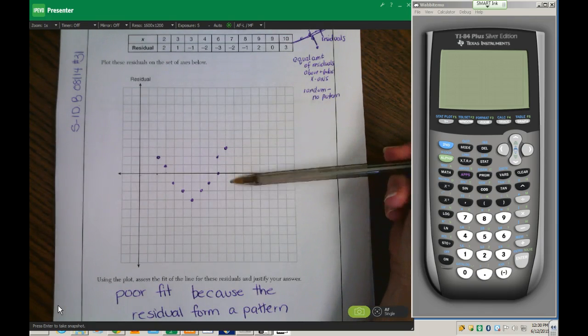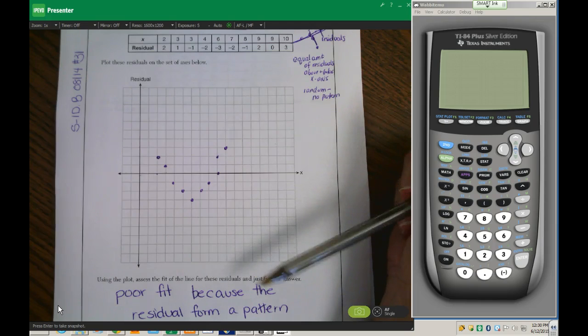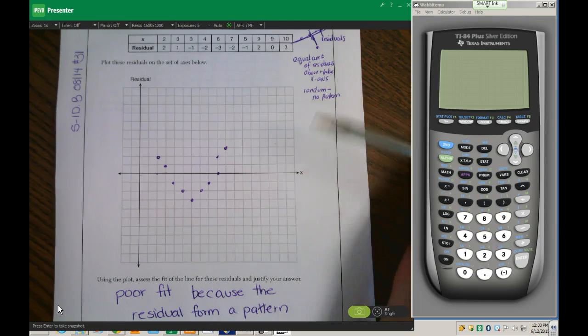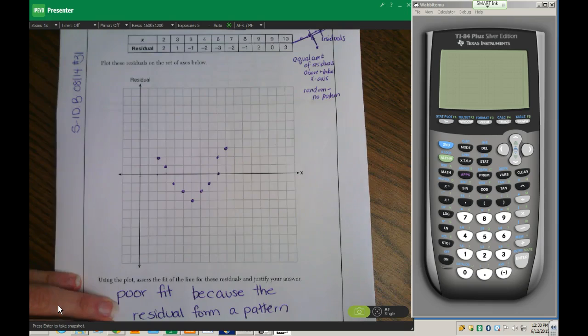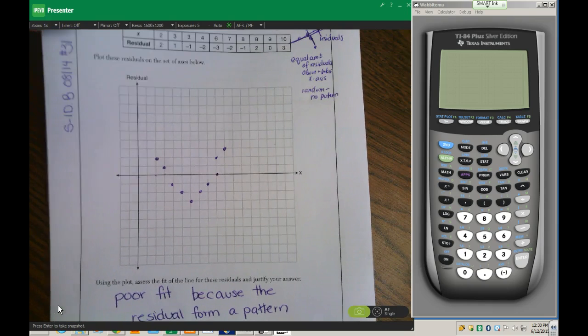Another reason why this could be a poor fit is if there were a lot of residuals that were positive or a lot of residuals that were negative. That would be another reason why it would be a poor fit. Okay? We're going to look at the next question for S-ID.B.